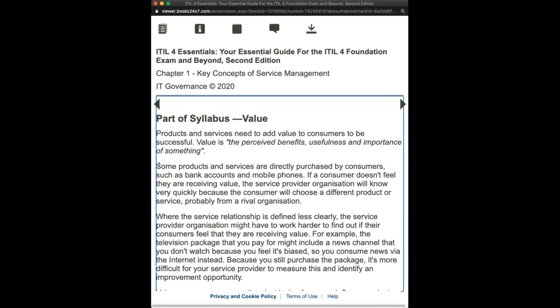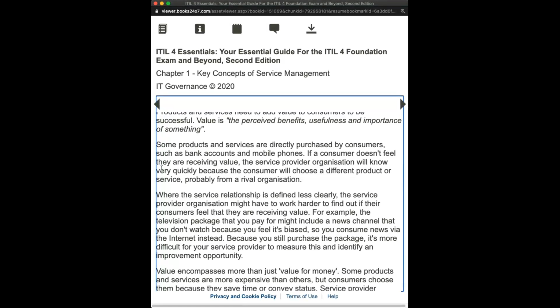Next, some products and services are directly purchased by consumers, such as bank accounts and mobile phones. If a consumer doesn't feel that they are receiving value, the service provider organization will know very quickly, because the consumer will choose a different product or service, probably from a rival organization, right? So even if we go to the fast food service industry, let's say you have McDonald's, right? And let's say, what's a good another, KFC, right?